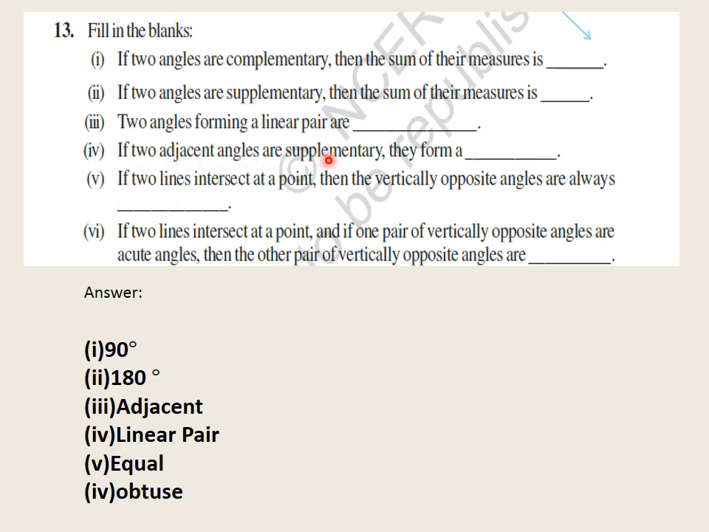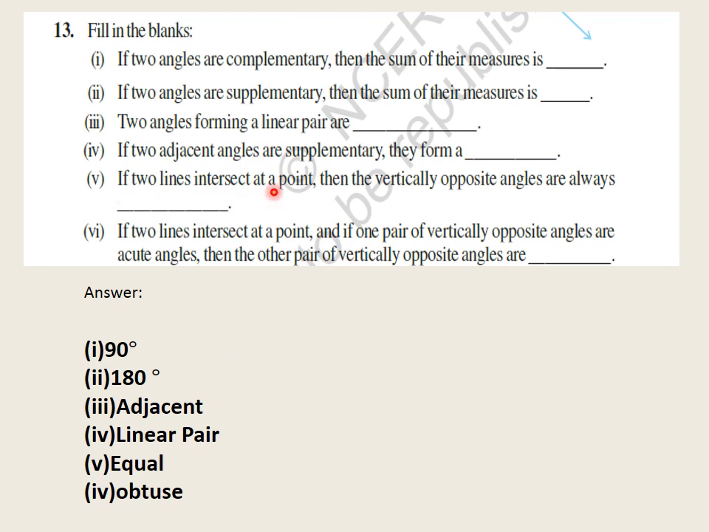If two adjacent angles are supplementary, then they form a linear pair, isn't it? Because linear pair means first of all you should have the adjacent angles, then if you combine those two angles, it has to be 180 degrees. So if you combine two angles, if you are getting 180 degrees, what do you call the angles? Supplementary. They are supplementary. So if two adjacent angles are supplementary, then they form a linear pair.